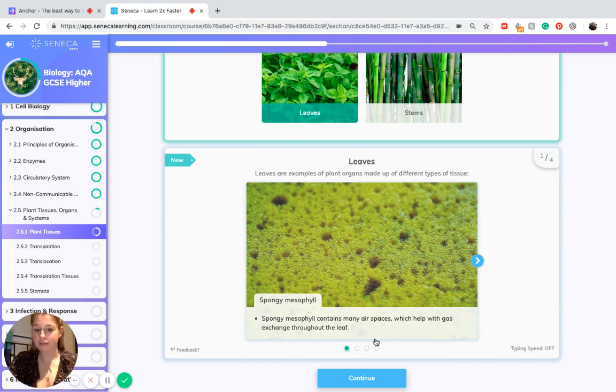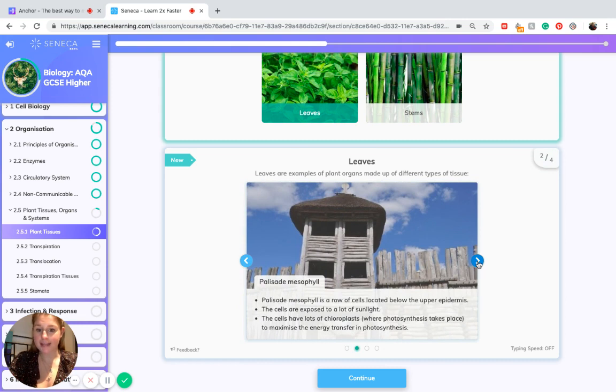The spongy mesophyll contains many air spaces, which help with gas exchange throughout the leaf. Palisade mesophyll is a row of cells located below the upper epidermis. The cells are exposed to a lot of sunlight. The cells have lots of chloroplasts, which is where photosynthesis takes place, to maximize the energy transfer in photosynthesis.